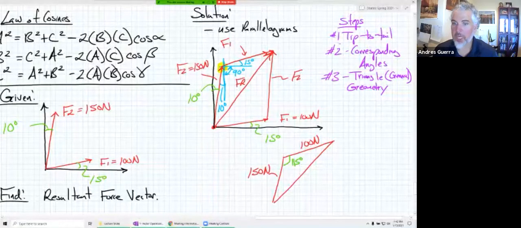So don't we have three parts of a general triangle? And that means we could find like this side over here. We can call that alpha. We can call this side right here beta. And then this side right here, that's going to be FR.